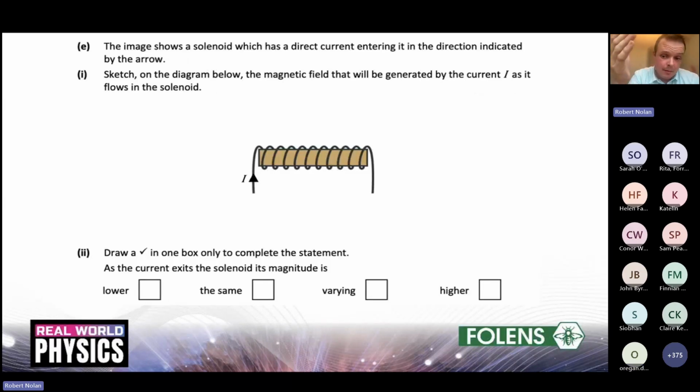And for this one, this is both a sketch and tick the box. So again, these styles of questions show up often enough, where they have to sketch the magnetic field around the solenoid onto the paper, and then pick, as the current exits the solenoid, its magnitude is the same. They have to pick which of those options they want. So again, not to be dismissed. That's why I include that, because maybe it was just me, but I had that opinion looking at it. But definitely they're more challenging than they look.